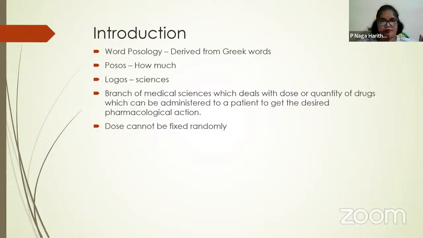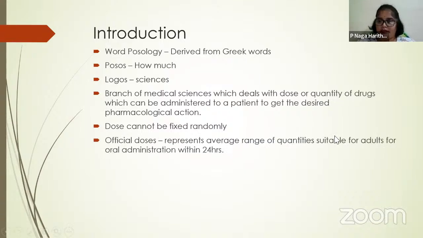This dosage regimen has to be fixed based on certain factors, which we will see in the other slides. That is why we say that doses cannot be fixed randomly. So where do we get the doses from? The official doses we can get from official books like IP, European Pharmacopoeia, British Pharmacopoeia, USP. Like that we get them from various official books.